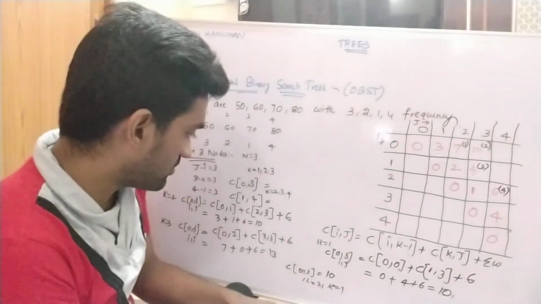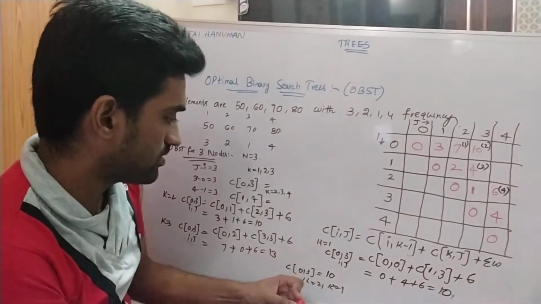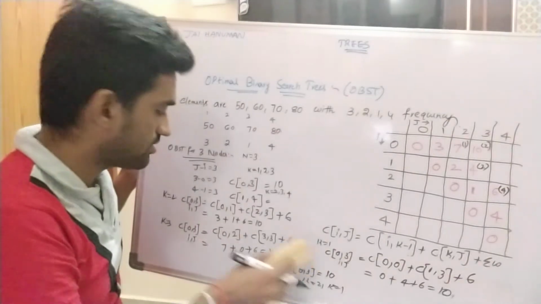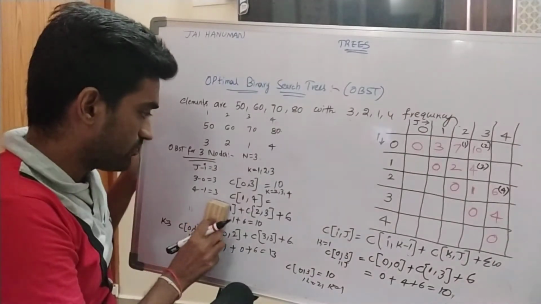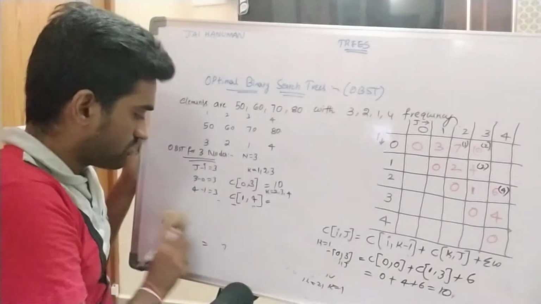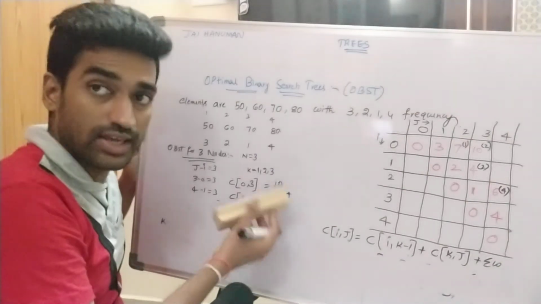Right? So again we are calculating the cost of 0 comma 3, which is 10. Then again we are calculating the cost of 1 comma 4. So here k equal to 2, k equal to 3, k equal to 4.